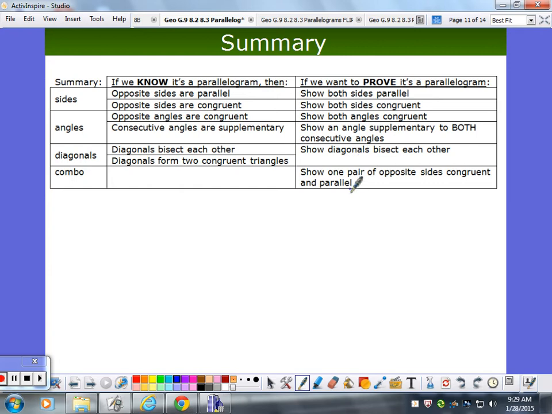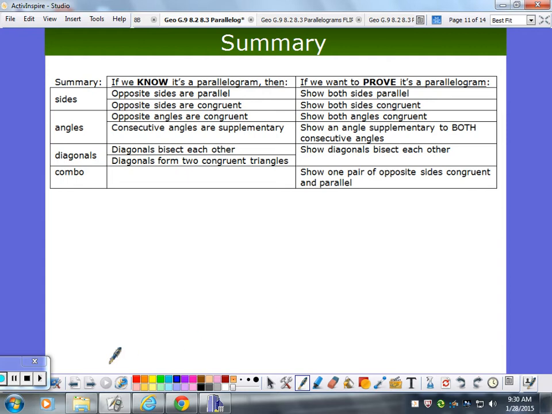And then we have that last proof. If you've got one set of sides that are parallel and congruent, you have a parallelogram. So I tried to put that all in one place. Because again, nothing hard, but just a lot of little details. Questions?